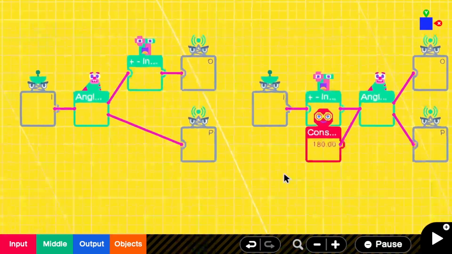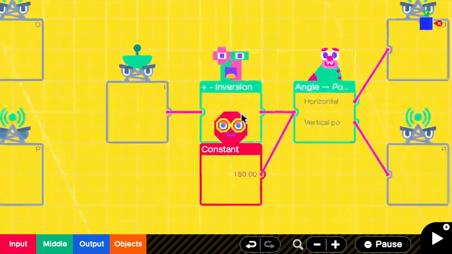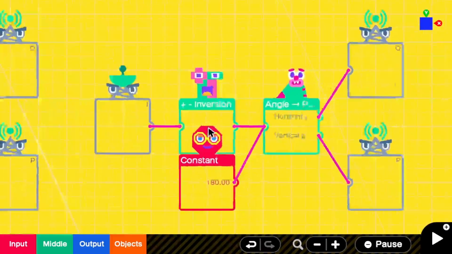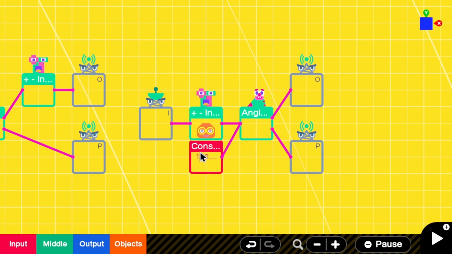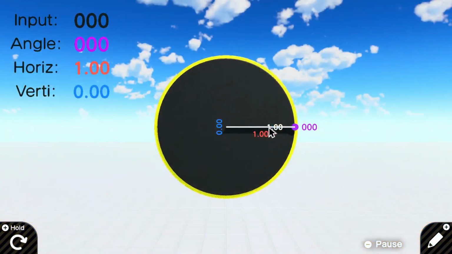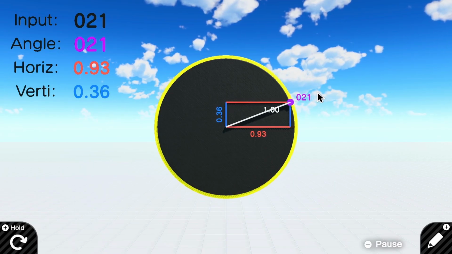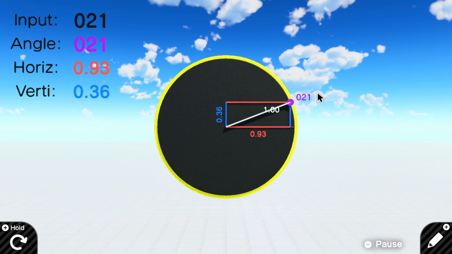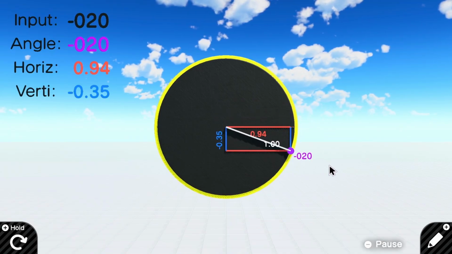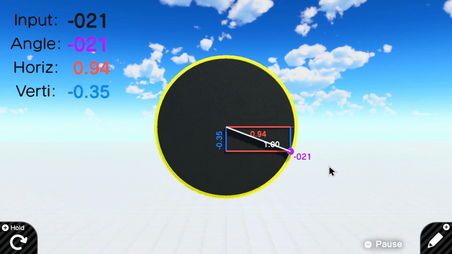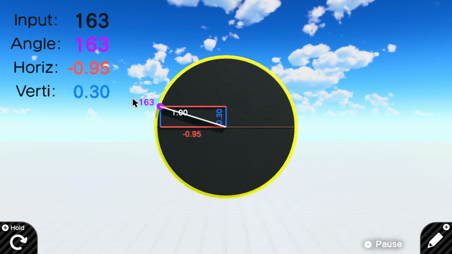So here, to only invert the horizontal position and not the vertical position, what we can do is invert the input and then add a 180. So to show how that happens visually, let's go here again. For example, we take the angle 21 here. So if we invert it, it goes down to negative 21. And then if we add 180, we do a full rotation to the other side and end up here.